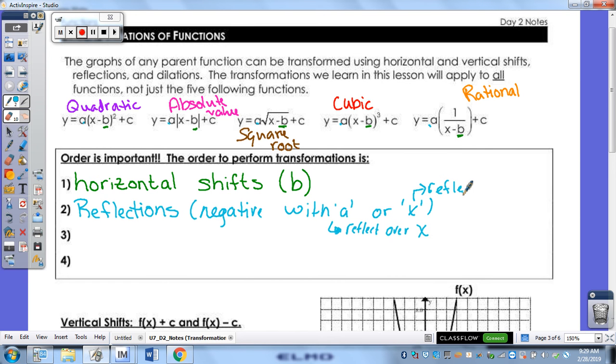If it's with the x, you're reflecting over the y. It doesn't happen as much with the x. Generally, it's out in front, so you're doing more reflections over your x-axis than you are over your y-axis.